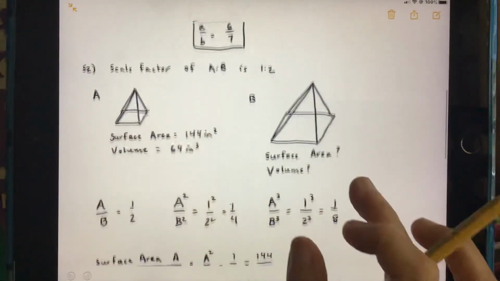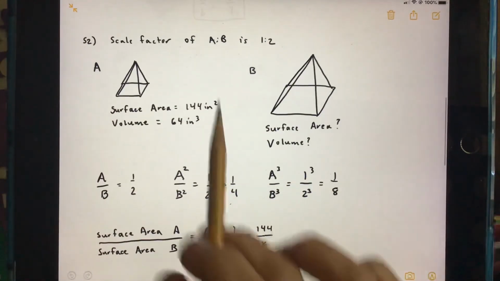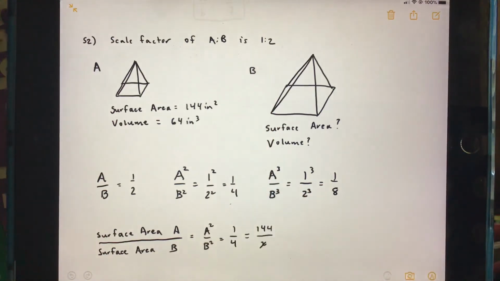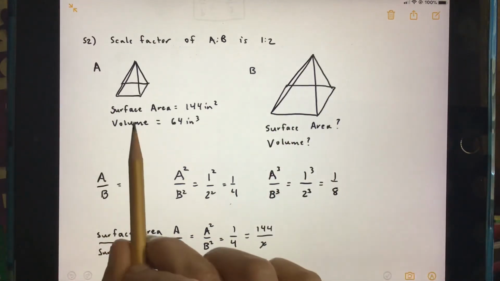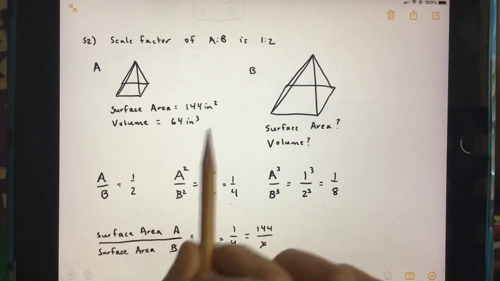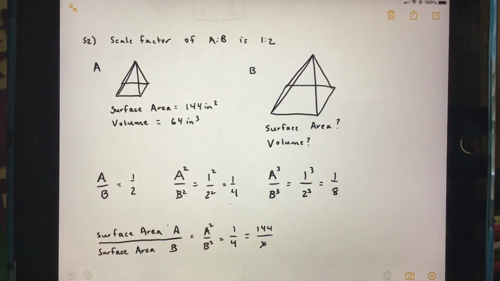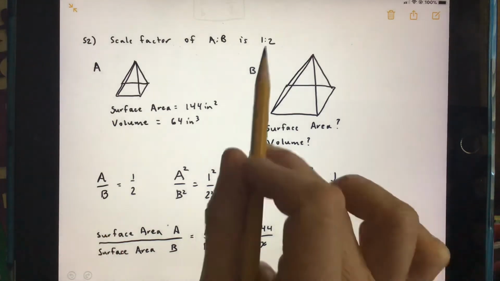Sample 2 is going to have us go in reverse. We're going to be given the scale factor of A to B, and that's going to be, again, a linear dimension. And then from that information, we are to figure out what the surface area and volume is of this big pyramid. We're also given the surface area and the volume of the small pyramid. So we're going to start by writing down the comparison A to B. That's our scale factor that's given to us.